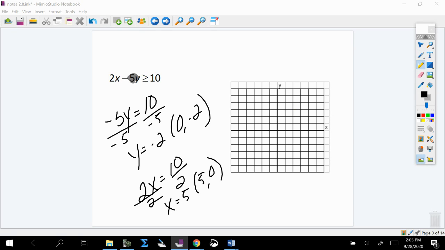So on my graph, I'm going to go to 0, -2 and put a point. And then I'm going to go to 5, 0, 1, 2, 3, 4, 5 and put a point. And I'm going to connect the dots with a solid boundary line because it has the or equal to.